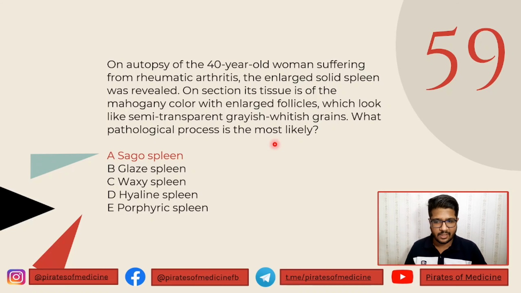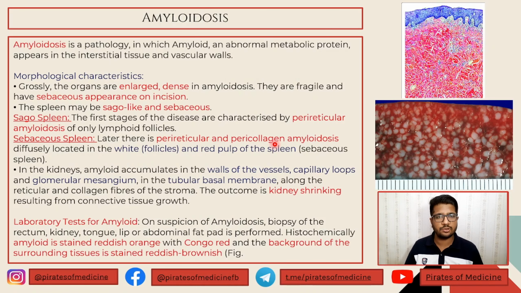So this appearance of spleen is called sago-spleen, and this is a type that occurs in amyloidosis. So if we are talking about amyloidosis, let's learn about amyloidosis. Amyloid is an abnormal metabolic protein that normally should not be present in the body, and it accumulates in the interstitial tissue and the vascular walls.